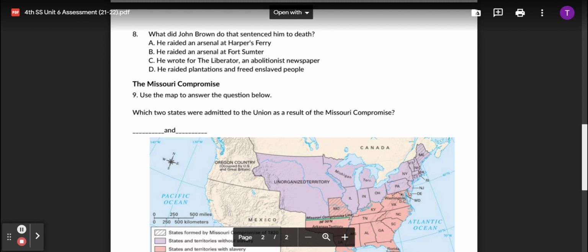9. Use the map to answer the question below. Which two states were admitted to the Union as a result of the Missouri Compromise?